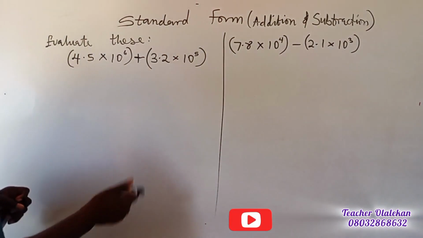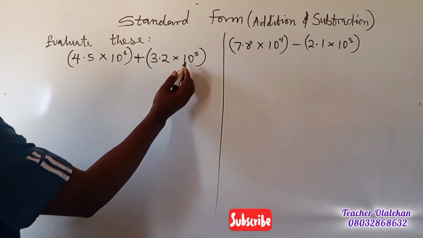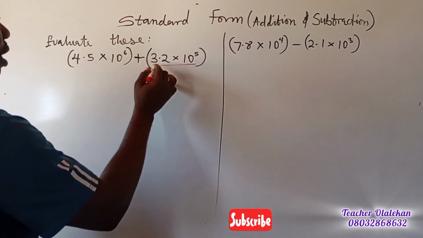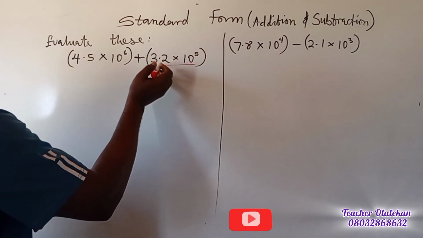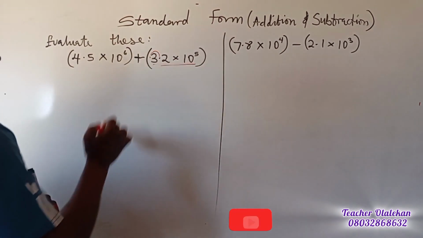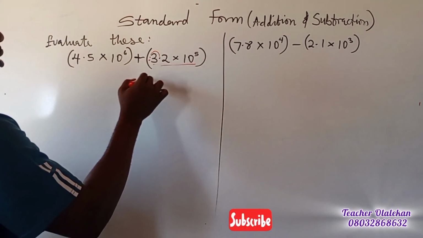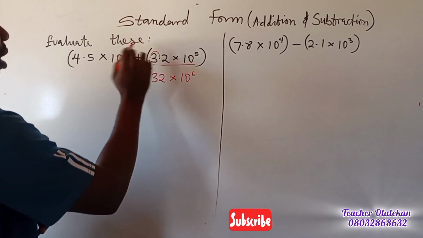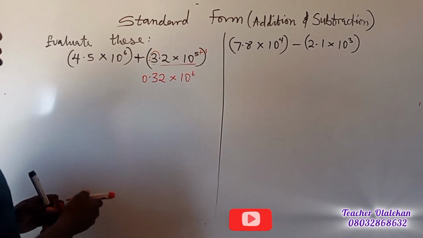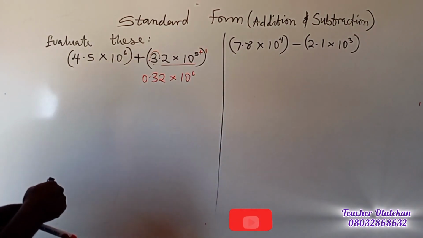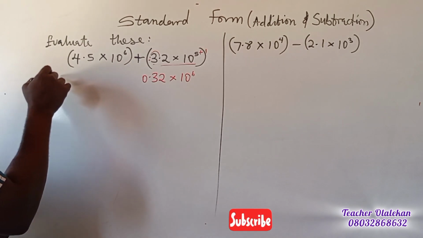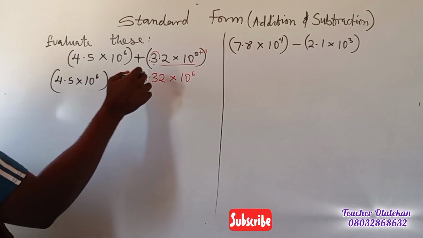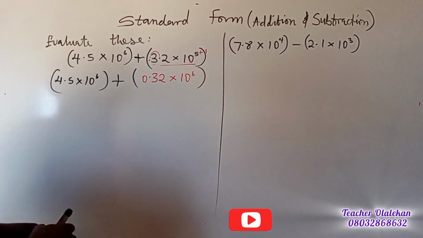So to do that, this is 10 raised to power 6, and this is 10 raised to power 5. So we have to make them have the same exponent. How do we do that? We move our point once to the left, so that becomes 0.32 times 10 raised to power 6. As we move our point inward, you add 1 to the exponent. So now everything is 10 raised to power 6, and what we have is 4.5 times 10 raised to power 6 plus 0.32 times 10 raised to power 6.